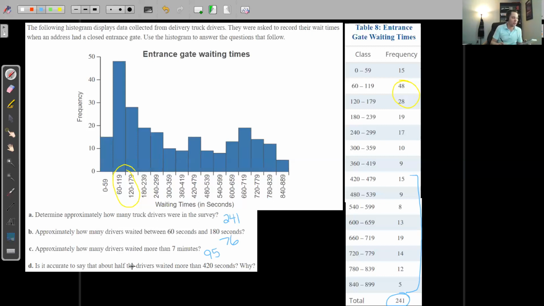Now, is it accurate to say that about half the drivers had to wait more than 420 seconds? Well, the amount of drivers that waited more than 7 minutes was 95, and that's out of 241 total responses. So 95 divided by 241 is 39.42%. I would not say that half the drivers had to wait more than 420 seconds. About 40% of the drivers had to wait more than 420 seconds. So that's how to interpret a histogram.